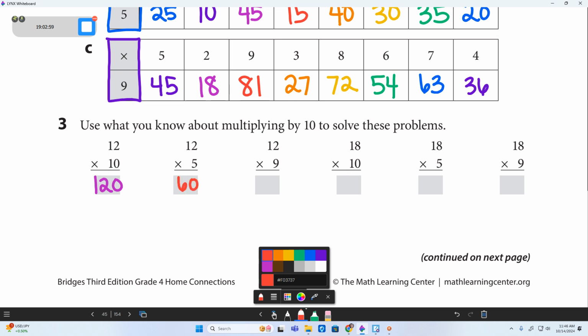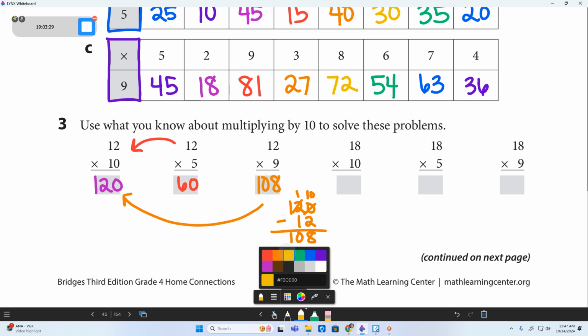You could also, of course, count by 5s. 5, 10, 15, 20, 25, 30, 35, 40, 45, 50, 55, 60. But I sort of used this problem to help. Okay, if 12 times 10 is 120, then 12 times 9 is going to be a group of 12 less than that. Okay, some of you might know what 12 times 9 is just off the top of your head.